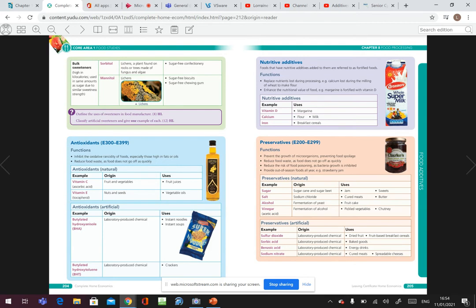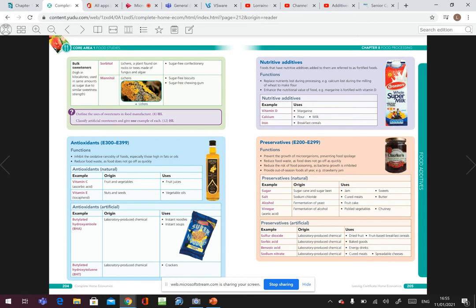So it stops oxygen coming in and breaking down the chemical structure, which would make the quality of the food less. Another thing antioxidants do is reduce food waste, and that's something we all need to strive towards, because with antioxidants in the food, the food does not go off as quickly. Like the others, there are natural antioxidants and artificial antioxidants. The E numbers for antioxidants, you can see there, are 300 to 399. If you saw that on an ingredients list, it would be an antioxidant.